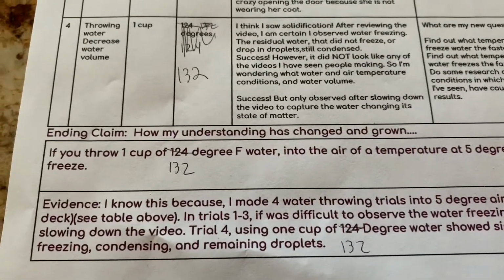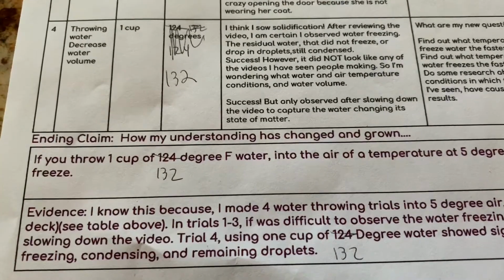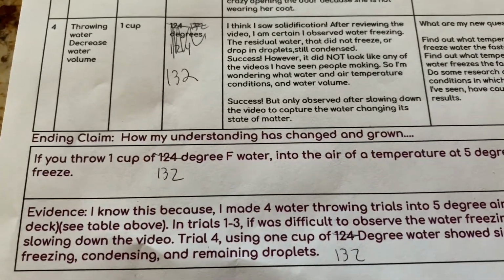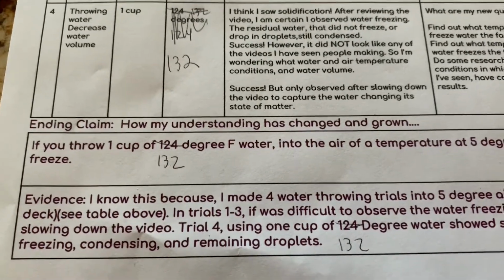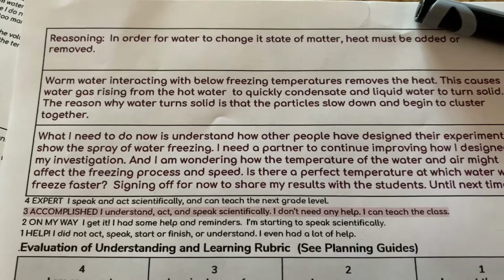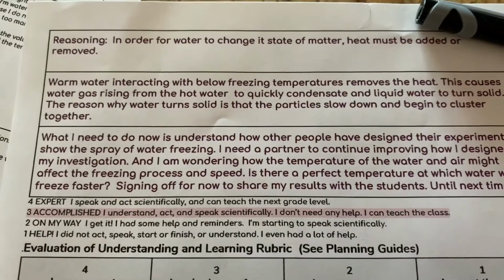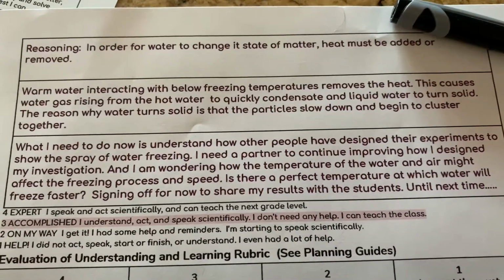It was difficult to observe the trials without slowing down the video. But in trial 4, I definitely saw frozen water. The reasons why. So that condensation was that misty stuff that I saw, and it was hard to tell if it was frozen or not. So what do I do now?